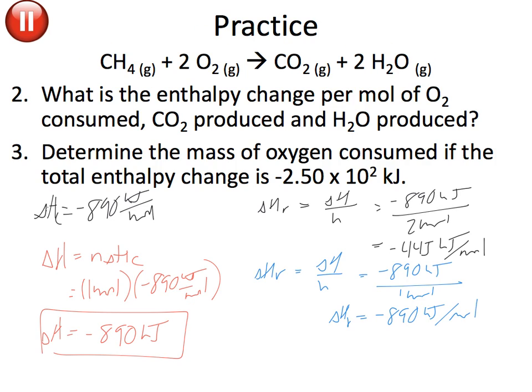And you probably guessed it, if I wanted to do the same thing for water, delta HR, I would take my overall delta H divided by the moles of water. I get negative 890 kilojoules divided by the 2 moles of water being produced, and I would get the same value as oxygen, negative 445 kilojoules per mole. Okay, so when 2 moles of water are being produced, I will also produce 445 kilojoules of energy for every mole of the water actually being produced.